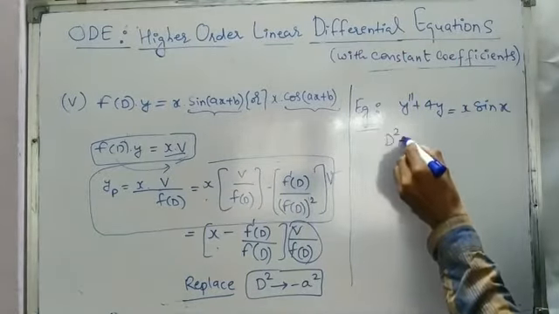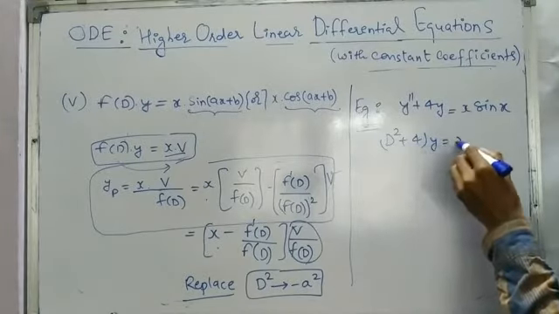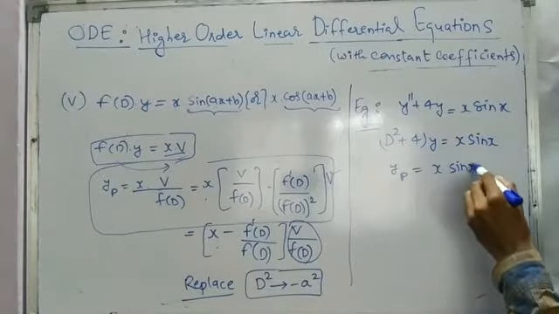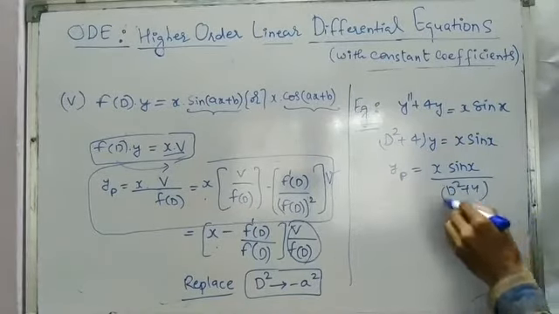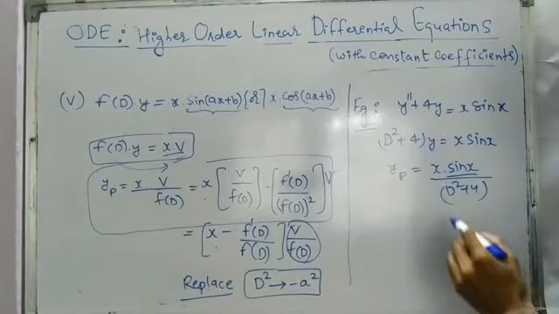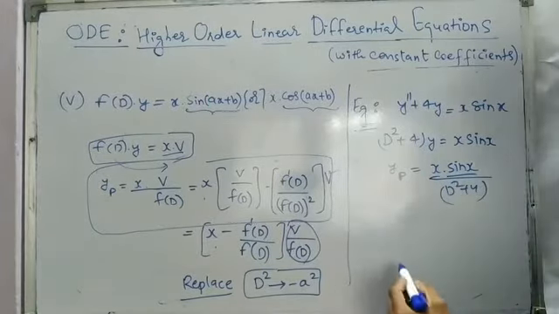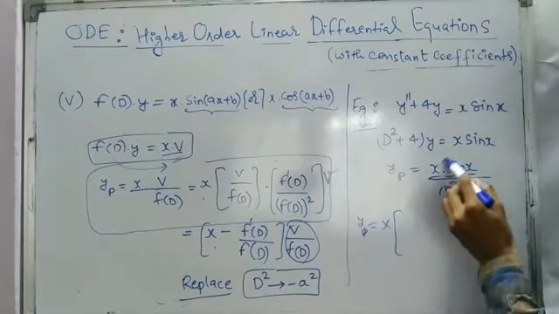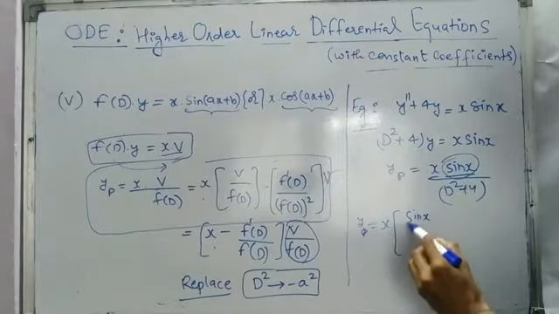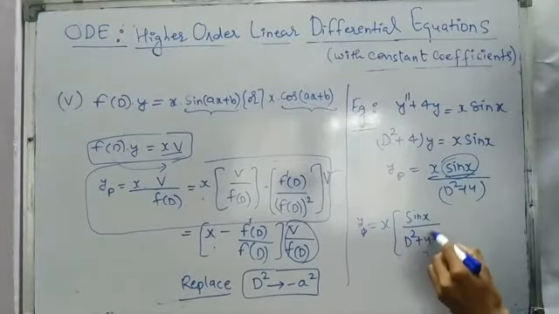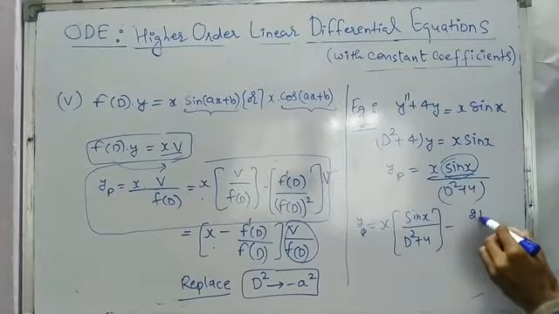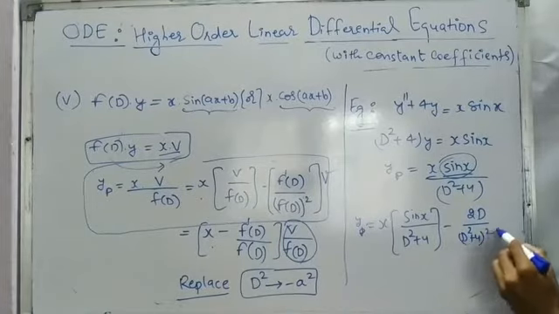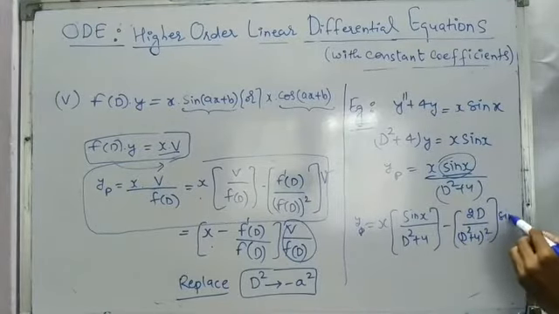So this is nothing but d square plus 4 into y is equal to x sin x. So yp is going to be x sin x divided by d square plus 4. So this is nothing but the combination of second case and third case. So in that case, apply this particular format. You will have to write yp is equal to x into v upon f of d. V is nothing but sin x. V upon f of d, as it is d square plus 4, minus f dash d, differentiate this. This is nothing but 2d divided by f of d whole square. So d square plus 4 whole square and into v. V is nothing but again sin x.